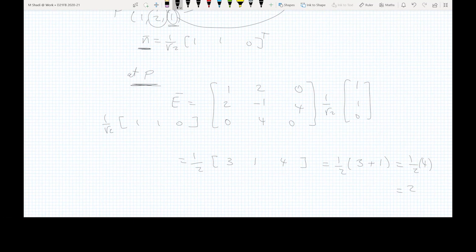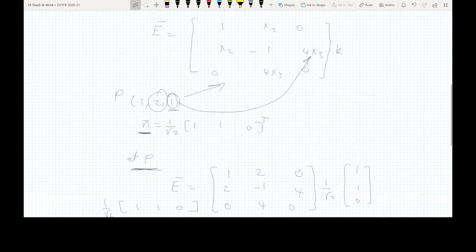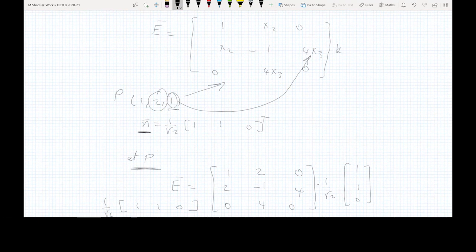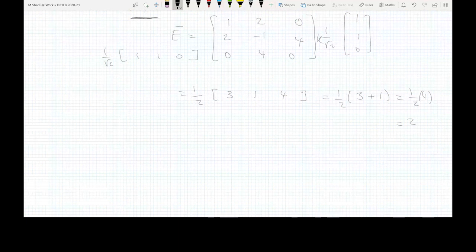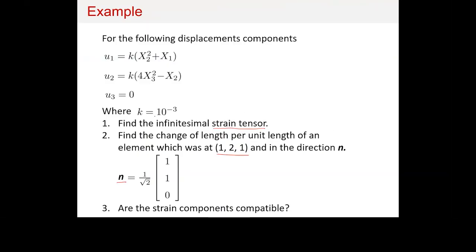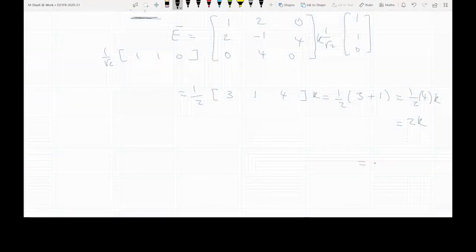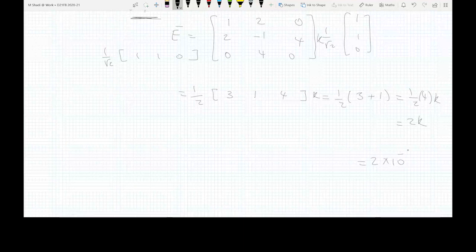Now I forgot to add the k. I have it there. So this is the k, and it's basically just a constant multiplied with the whole thing. I'll just keep it in there, and it is staying here and staying here. So the change in the unit length is 2k. And I know k is 10 to the power minus 3. It says here k is 10 to the power minus 3. So the change in the unit length is 2 times 10 to the power minus 3.